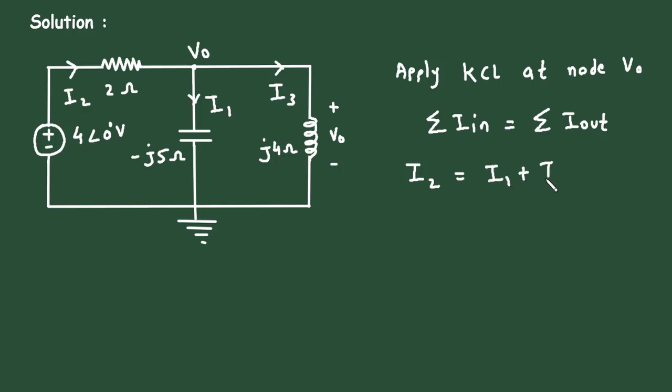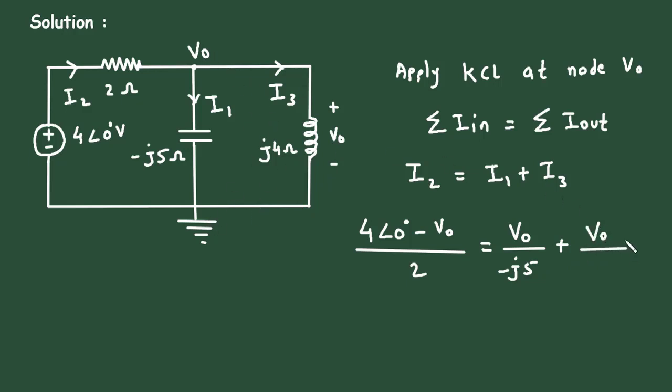So I1 plus I3. Now we can write this I2 in voltage form as 4 at an angle 0 degree minus VO. 4 at an angle 0 degree minus VO divided by 2 ohm is equal to I1 is VO minus 0 divided by minus J5, then plus I3. Now this I3 will be VO minus 0 divided by J4.